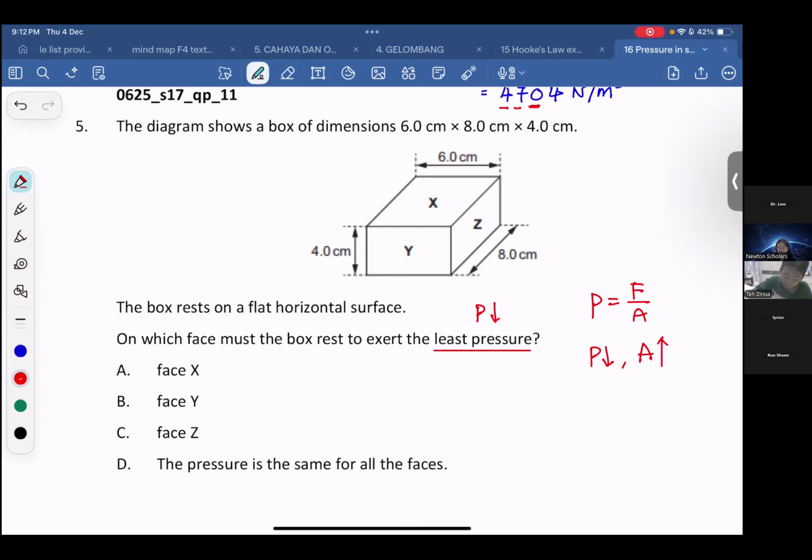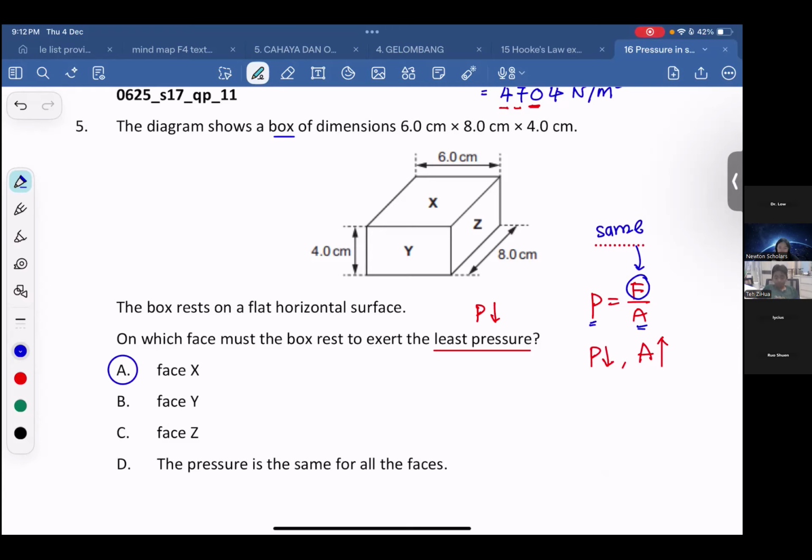So here, teacher, why do we not consider the force? The force here is the same. Why is the force the same? Because the box, no matter how you place it, the mass of the box is the same. Same object, same mass. You didn't change the force. So we only study the relationship between the area and pressure. The largest area should be face X. The answer is A. Is that clear? Can we proceed?